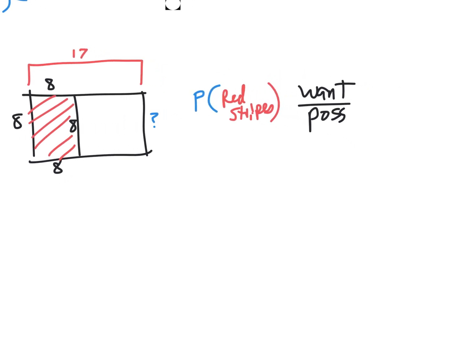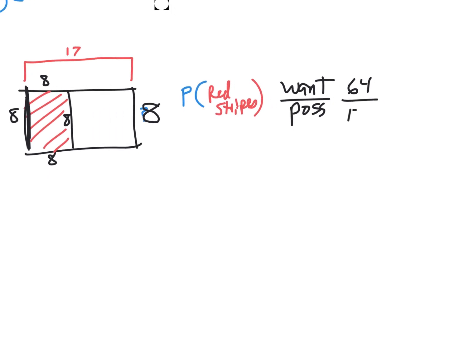So we want the red stripes. 64. What's possible? Well, that's a little harder. It's the whole area. This one, in case you weren't able to read my scratchy drawing, was supposed to be 8 also. Why? Because this is 8, and they're supposed to be the same. And then that 17 times the 8 is what's on the bottom.